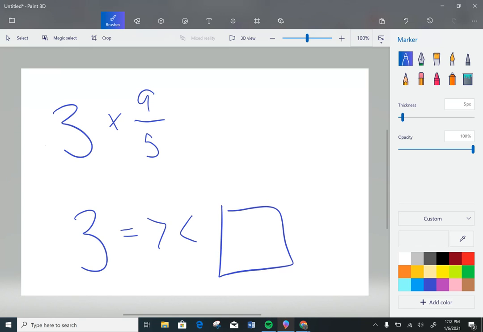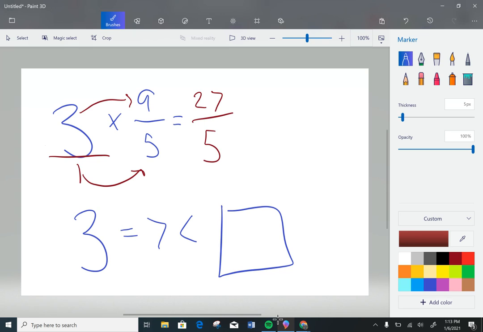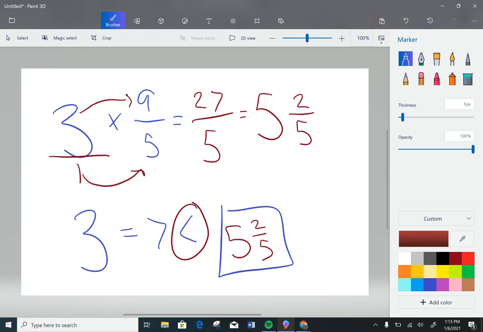This is my answer. So when we multiply fractions, remember we have to stick our whole number over 1. We take 3 times 9 and we get 27. We take 1 times 5 and we get 5. When we simplify this into a mixed number, 5 can go into 27 5 times with 2 left over. Well, 5 and 2/5 is greater than 3. This is because our fraction is greater than 1.